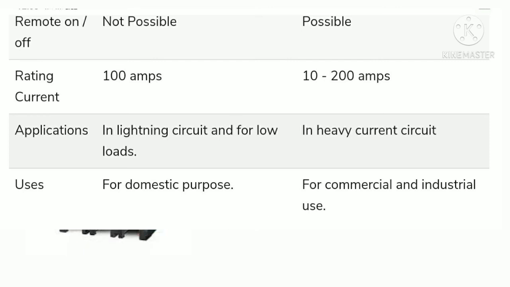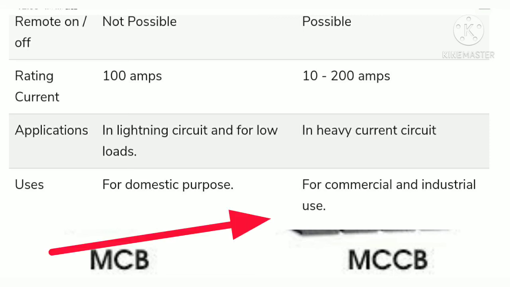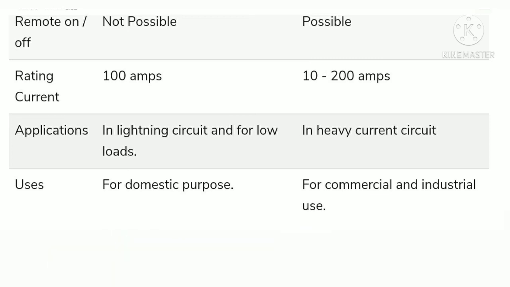So we can differentiate the MCB and MCCB by application. For domestic purposes we can use the MCB, and for industrial or commercial areas we can use the MCCB. So for domestic purposes, house wiring or small load current we can use the MCB. Where we need mainly circuit protection we can use the MCB, and where we need fault current protection and heavy industrial loads we can use the MCCB. So these are the differences between the MCB and the MCCB.